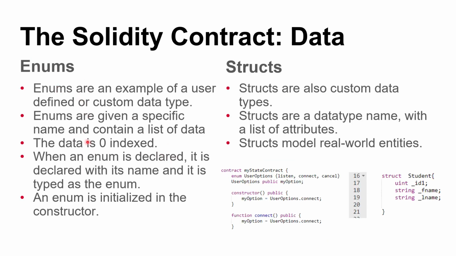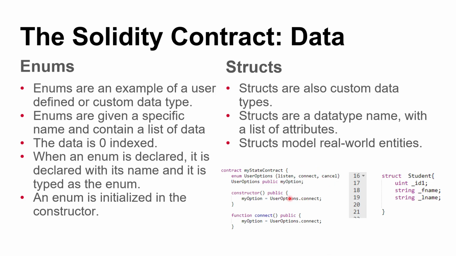Enums. So enums are an example of a user-defined or custom data type. Enums are zero indexed, and when an enum is declared, it is declared with its name and its type, and the enum is initialized at the constructor. So when we initialize within a constructor, you can see here an enum, user options, and we can see the various user options here, with the first option being a 0, and then the second option being a 1, and the one after that would be 2, and so on.